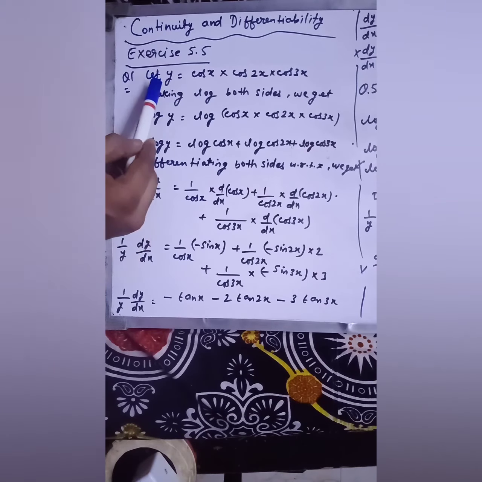That is equal to, then log cos x, so it would be 1 by cos x into the derivative of cos x. Plus, similarly, the derivative of log cos 2x would be 1 by cos 2x, and then the derivative of cos 2x. Then plus the derivative of log cos 3x, that would be 1 by cos 3x, then the derivative of cos 3x.